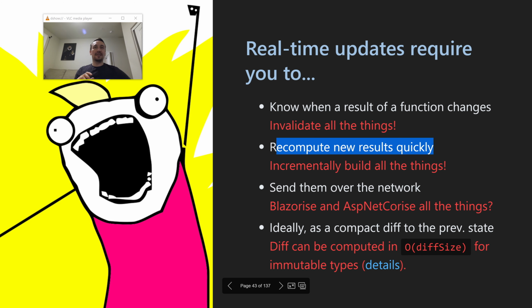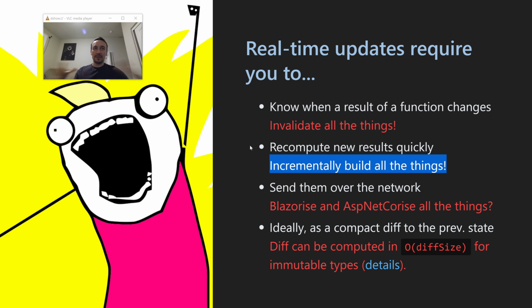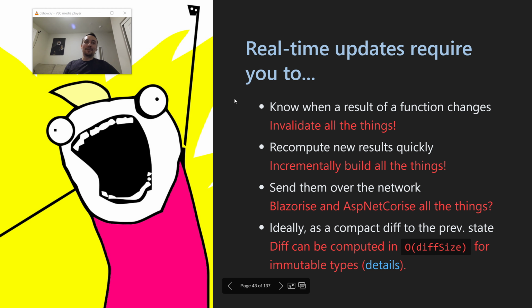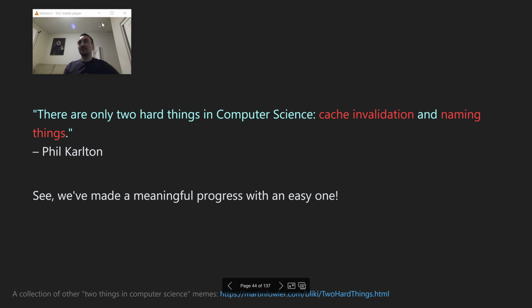You also need to recompute things quickly. And again, this property with caching and the incremental build fashion is the one we already have as well. Finally, you need to send these results over the network, but there are lots of ways to do this. We don't have to solve this problem here. And ideally, it should be sent as a compact difference to the previous state, but I'll talk about this in some other talk. So, okay, let's move on.